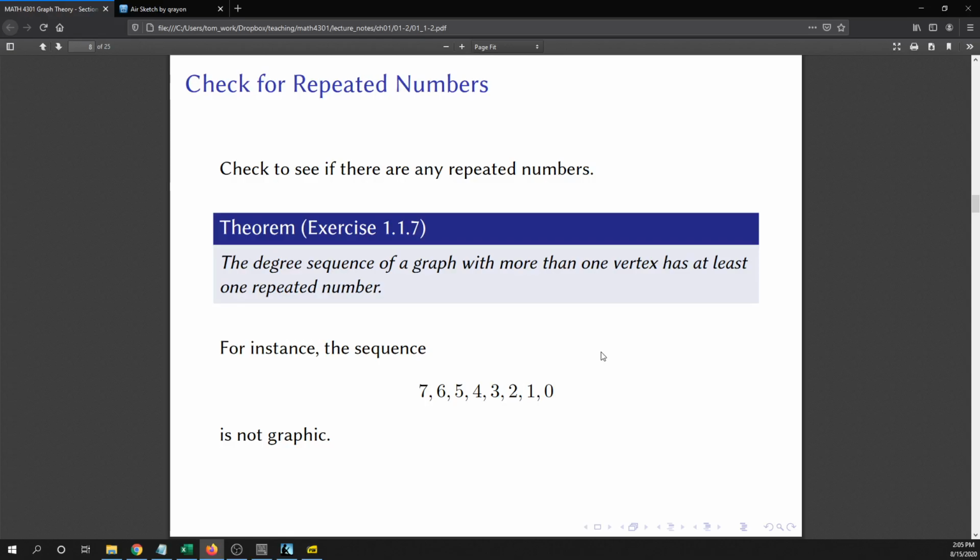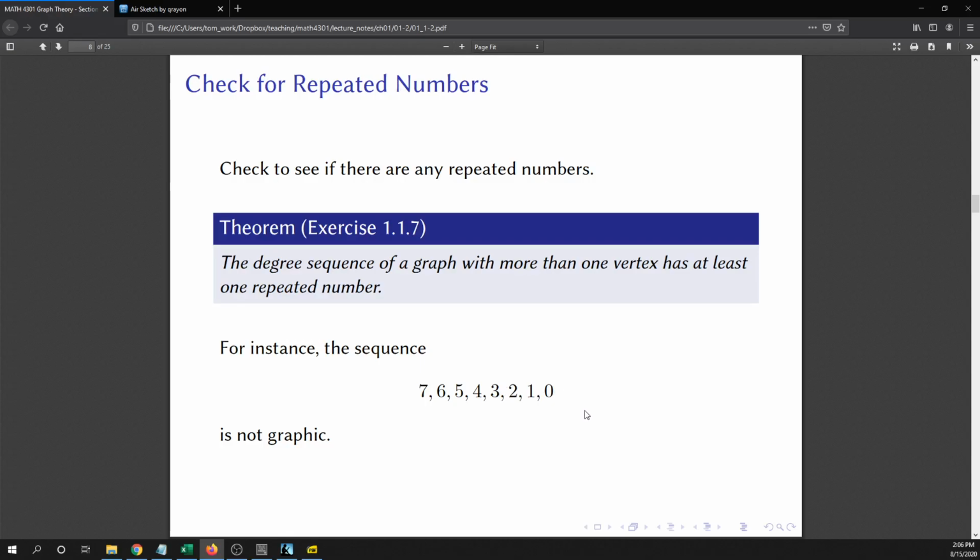All right. The next criteria that we talked about was that the degree sequence of a graph with more than one vertex has to have at least one repeated number. If you only have one vertex, then the sequence is just the number 0, so that doesn't have a repeated number. But if you have more than one vertex, then you have to have at least one repeated number in there. So for instance, this sequence right here is not graphic: 7, 6, 5, 4, 3, 2, 1, 0.